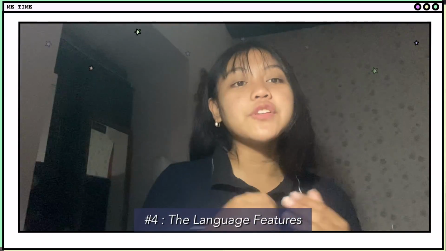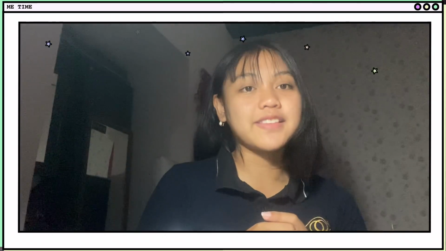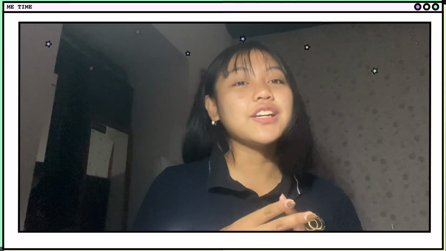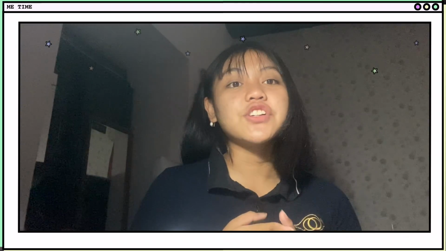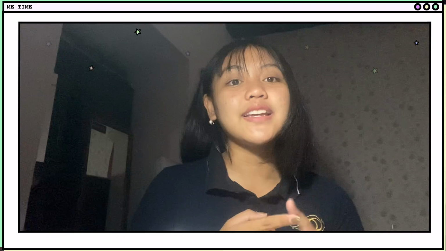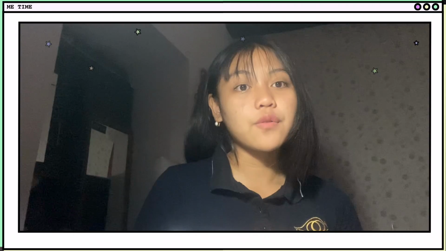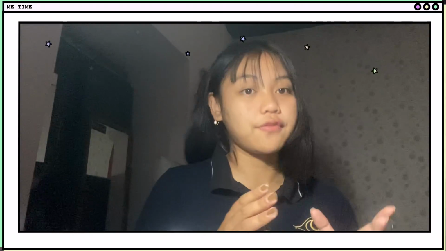Fourth is the language features of analytical exposition text. The language features of analytical exposition text is using a relational process, using causal conjunction, using compound and complex sentence, using internal conjunction, using simple present tense, use words that link arguments such as firstly, secondly, and reasoning through causal conjunction such as in addition, furthermore, however, and therefore.